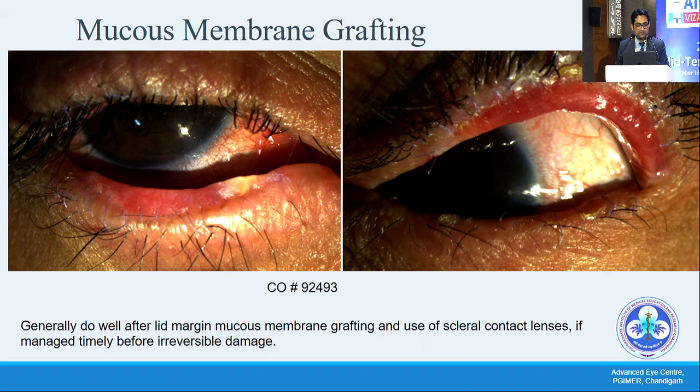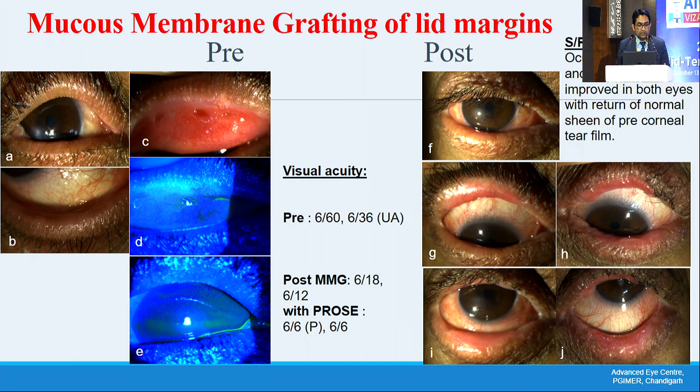In the chronic phase, we need to change the unhealthy lid margin. We can just replace it with a mucous membrane graft. This is one of the patients who presented in the chronic phase. We did mucous membrane grafting using a contact lens, and the patient is doing good.